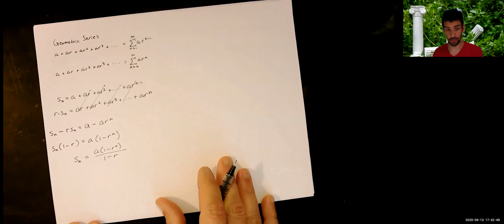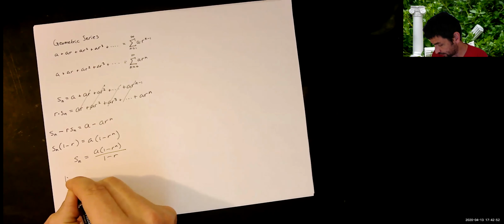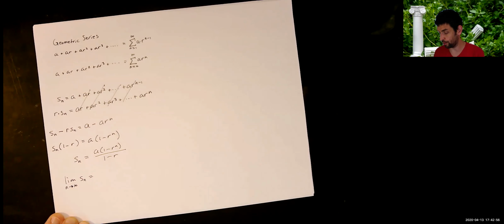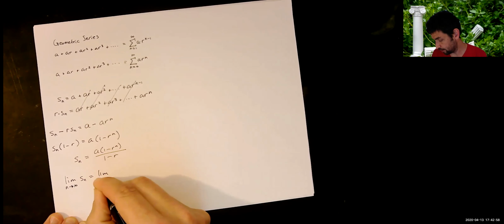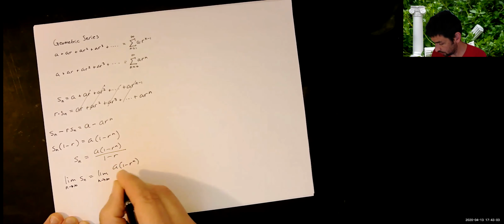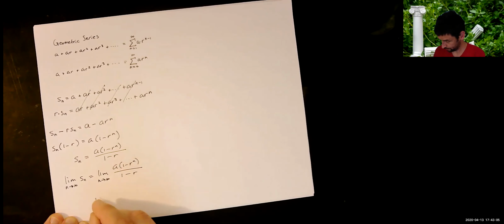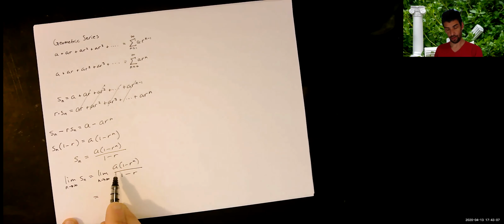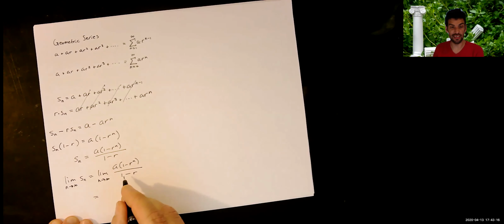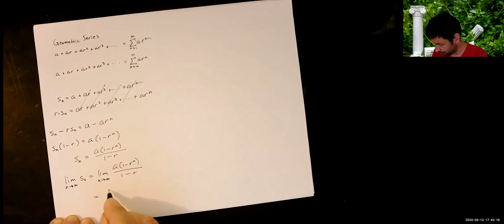But what we really care about is, what is the limit of these partial sums, of the sequence of partial sums? So I'm going to take the limit as n goes to infinity on both sides. So when I take this limit, A and 1 minus R are numbers. Okay? And they're just constants. They're not changing as n changes. So they're constants that I can slide out front.